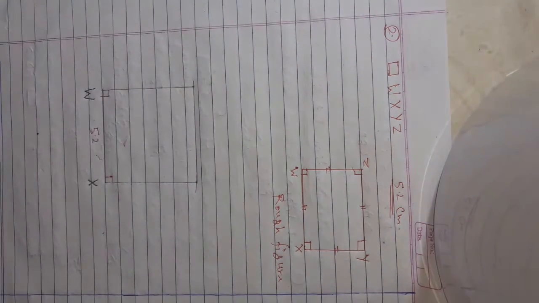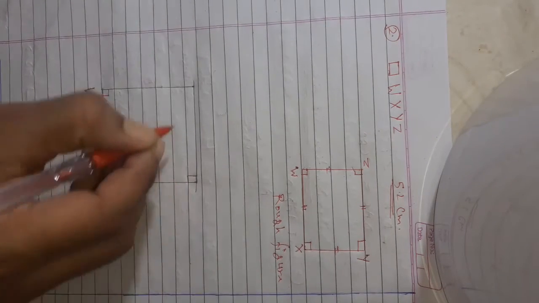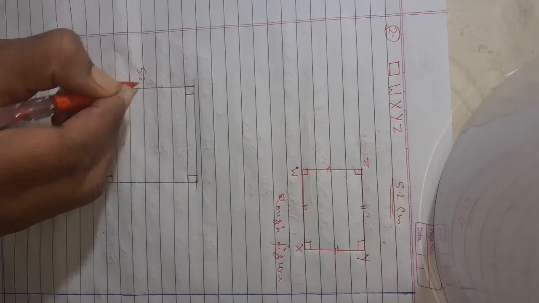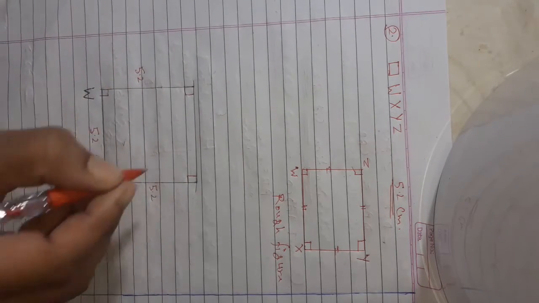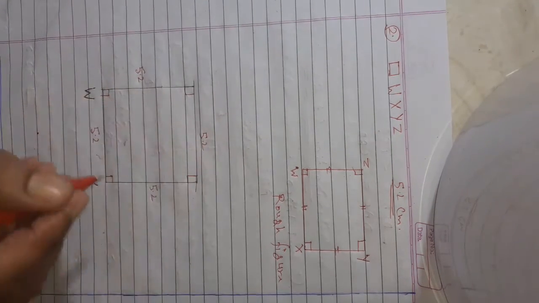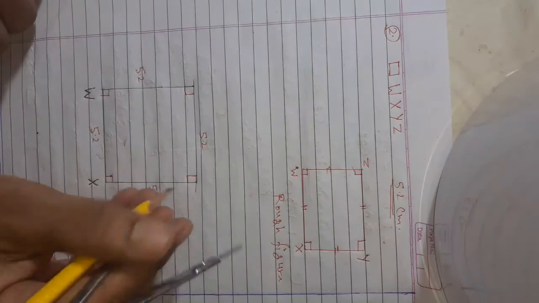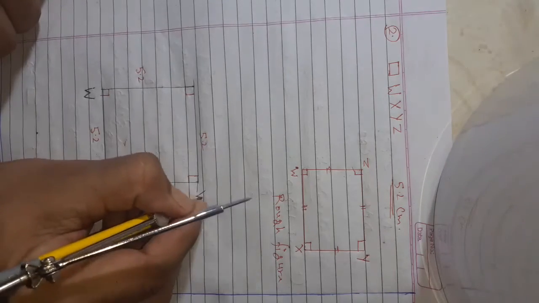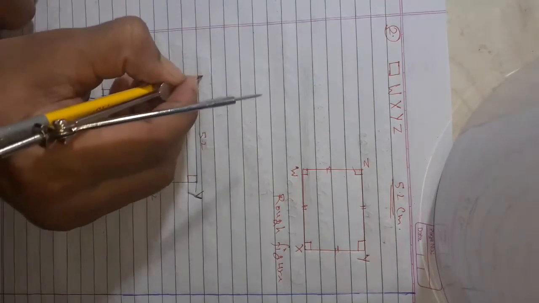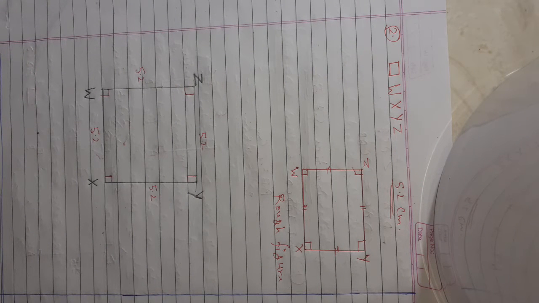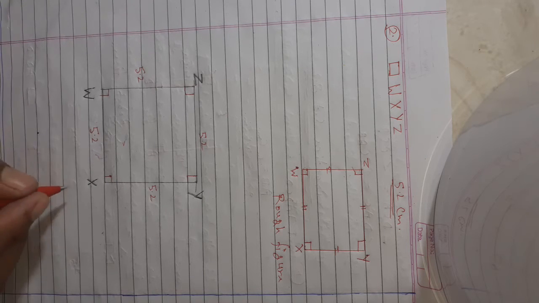Clear? So here also you will get 90 degrees. Here also you get 90 degrees. This also 5.2, this also 5.2, this also 5.2. And W, X, you will get what? This is Y, this is Z. Clear? So you got W, X, Y, Z. This is the square. Clearly. Okay. Square.